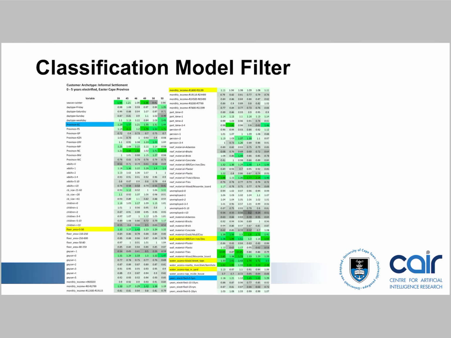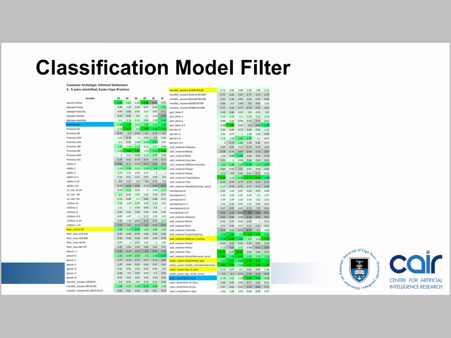The way that actually works is, here we've got, for one particular customer archetype, the probability tables that were returned after multinomial logistic regression. In the left-hand columns, the fields highlighted in yellow and blue are the fields by which we filtered all the clusters. The top row, the 39, 45, 46, 49, 50, and 53, are clusters, and we filtered out all the clusters that aren't well suited.